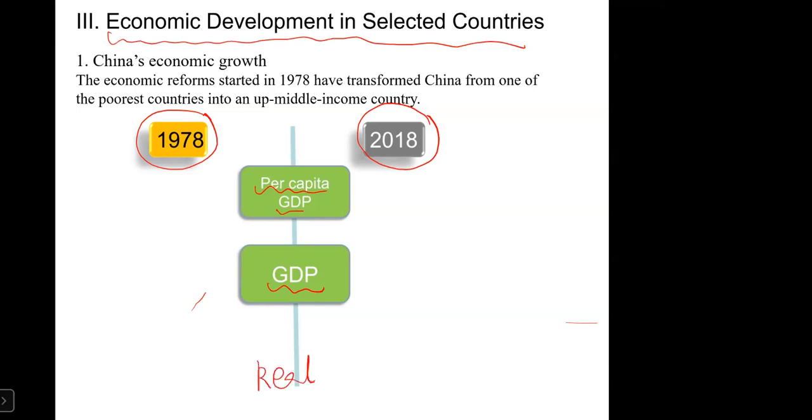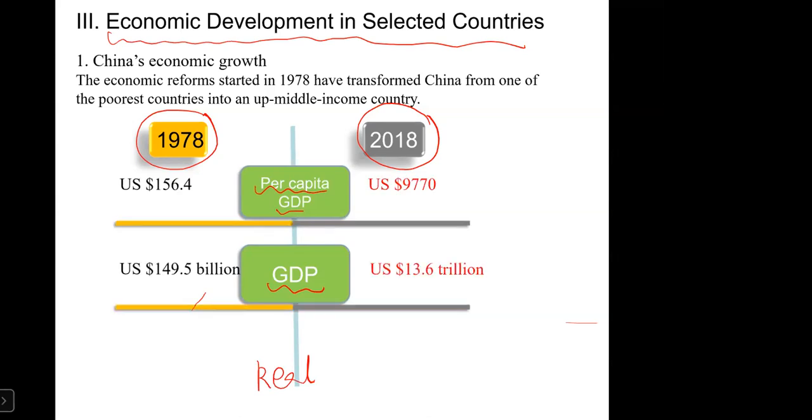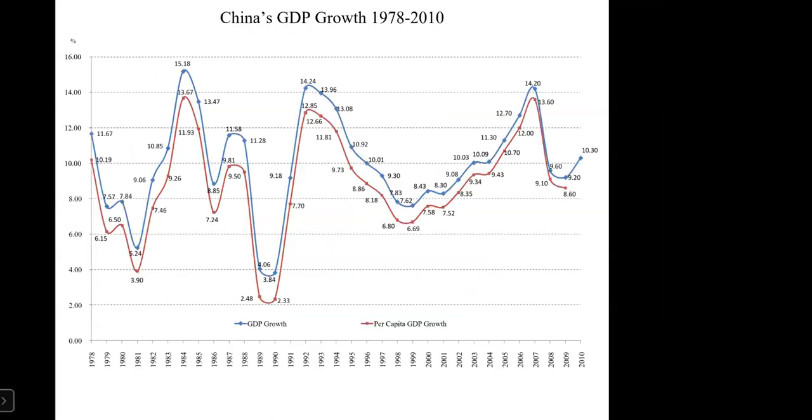What do we see? So in per capita terms, it increased from 156 to 9,770. So this is, let me see, over a 50-fold increase. Right? And if you look at the total, this is also a phenomenon. Right? So the growth is incredible. Another way to look at the growth experience of China is to look at the growth rate.